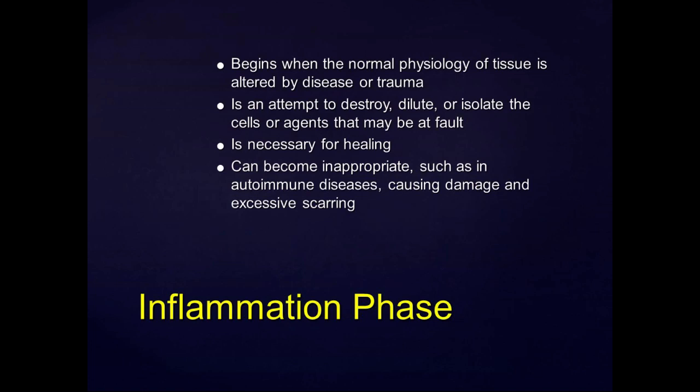So in the inflammation phase, and this is just a review of what we talked about. Sometimes you can get inappropriate inflammation where the inflammation's out of control. If you have an autoimmune disease, it often has inflammatory properties. It can cause damage and extensive scarring, but the inflammation phase is necessary for healing. So part of what we're doing during the inflammation phase is we're trying to teach people about the right way to manage their swelling and manage their pain and manage their wound without causing damage and increasing the amount of scarring.